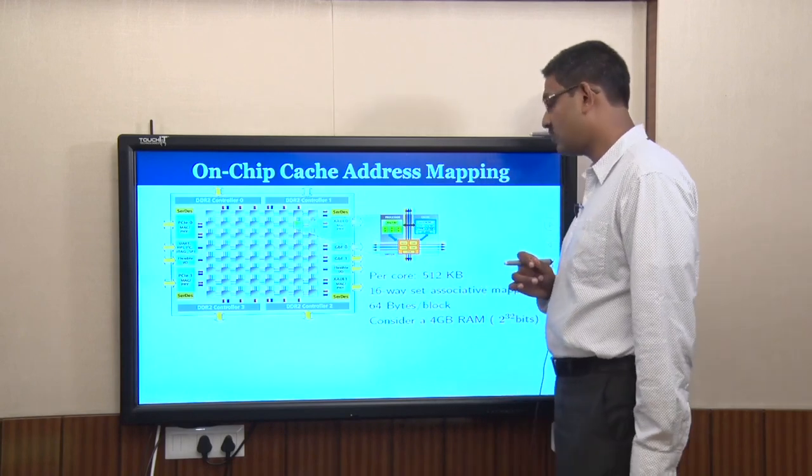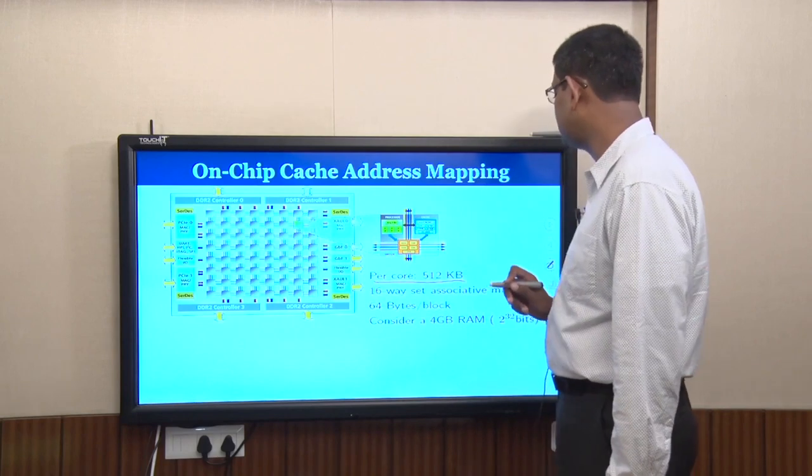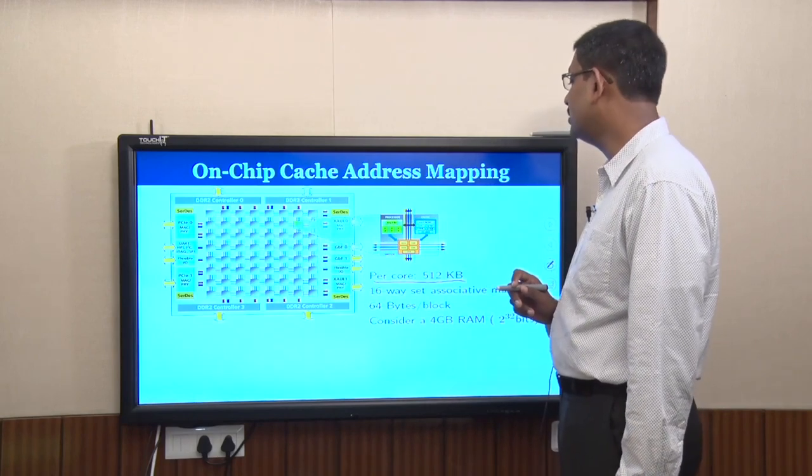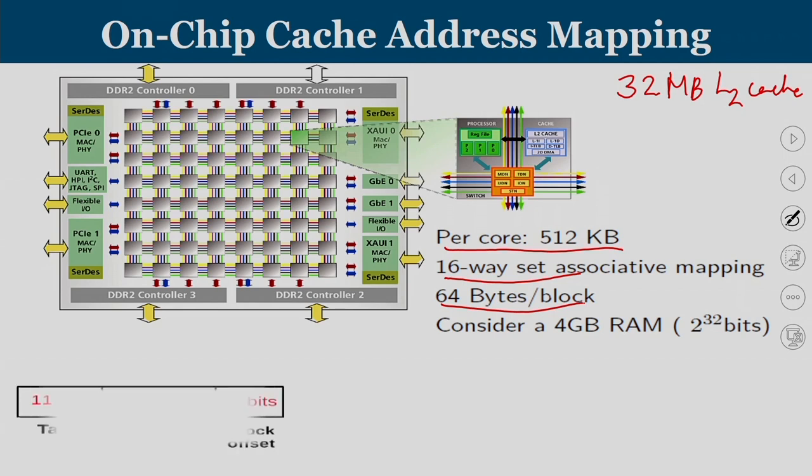So consider the case that you have a TCMP where per core you have 512 KB of cache and it is 16-way associative. Since it is 64 cores, totally I have 32 megabytes of L2 cache. And this L2 cache is 16-way associative with a 64-byte block. And in total we have 4 GB of DRAM. So a total of 2 power 32 locations are there in the DRAM. So the physical address consists of 32 bits.